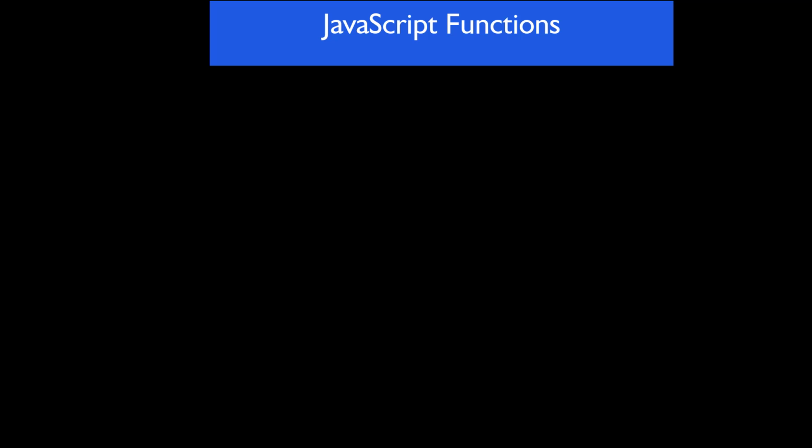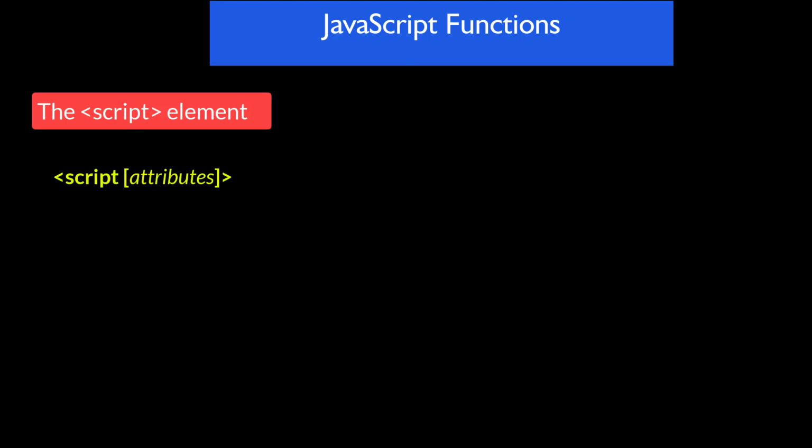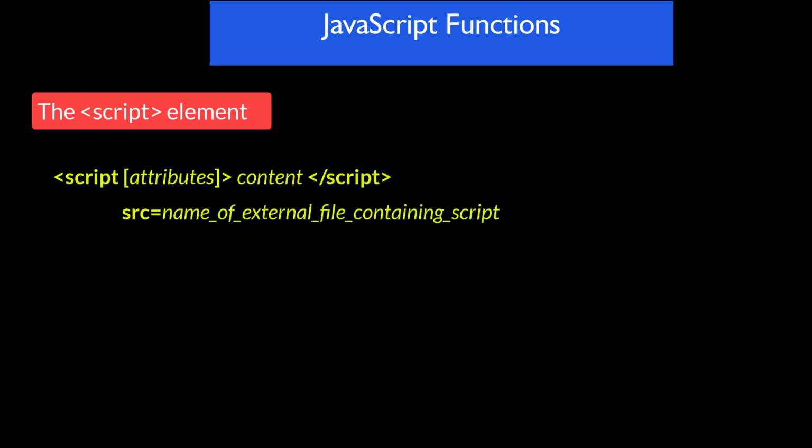So let's take a new look at the script element. The syntax as before, a start tag, script, possibly some attributes, and script content, and end script. There's really only one useful attribute we care about right now, and that's source, src. And there you point to the name of the external file that has your script. There's other attributes available, but not discussed here. Note, if you use the source attribute, there can be no content because the source attribute is pointing to the external file that has the content.